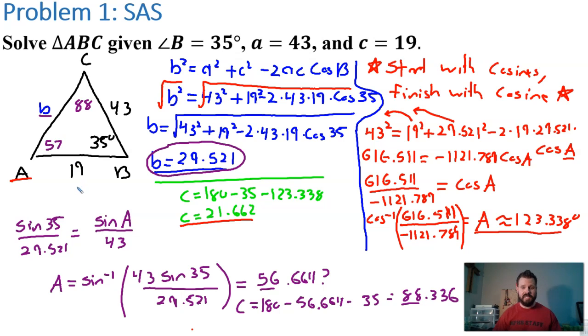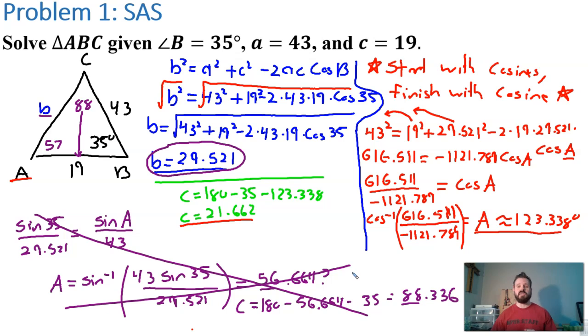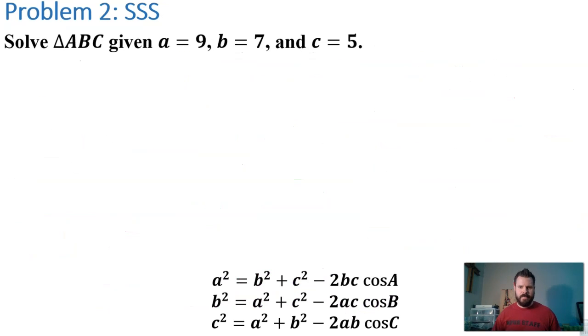What I end up with then is an impossible triangle. Notice the largest angle is opposite the smallest side. I can't have that. Biggest angles have to be across from biggest sides, smallest angles across from smallest sides. So that's why, again, if you start with cosines, finish with cosines, because in certain situations, like you see here, finishing with sines just won't work.